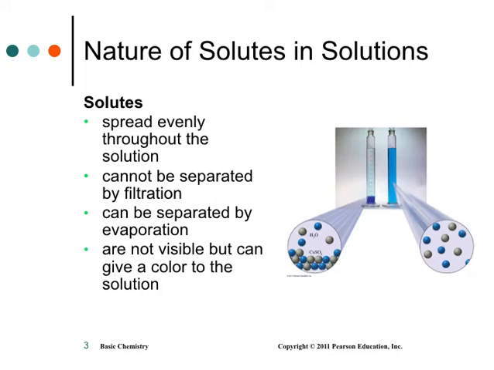You can evaporate it. You can boil it, and then that water vapor is going to leave the solids behind in the pan, and then when all the water is evaporated off, you're going to have the solids. And so that's a way that you can separate something that's dissolved.